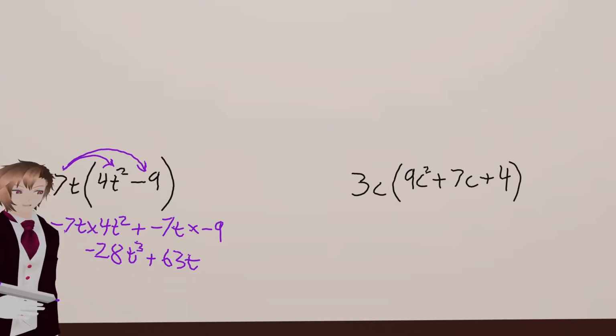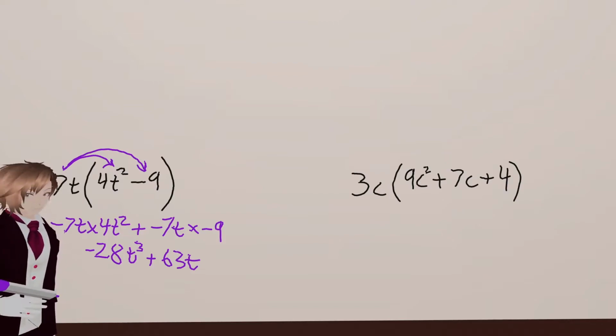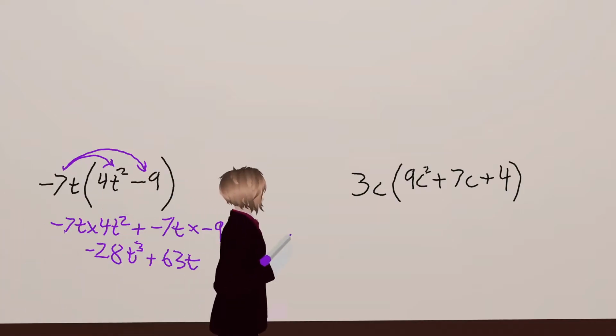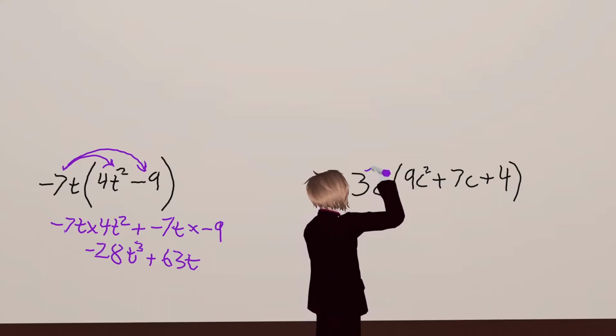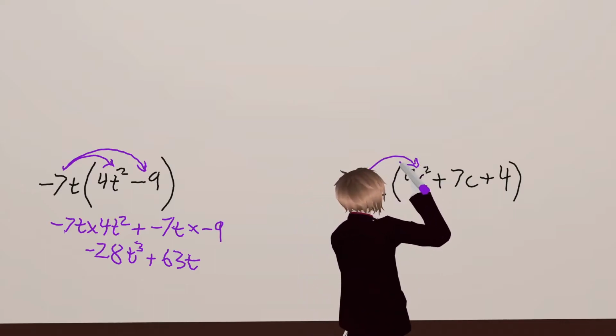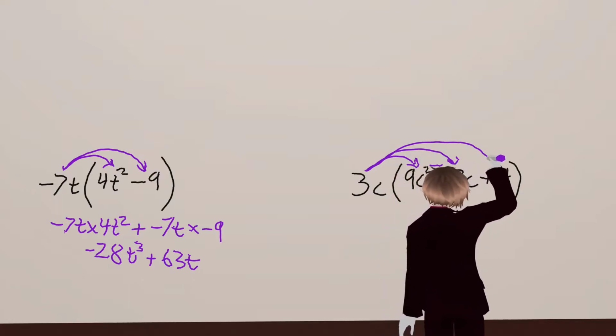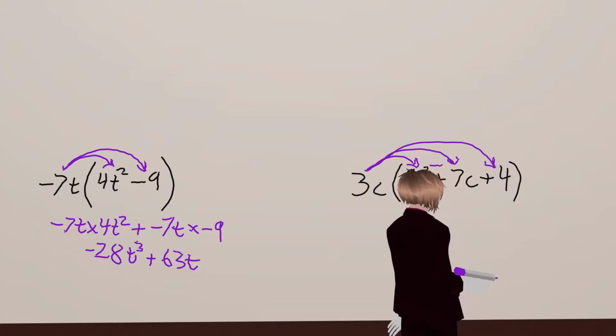This example over here has 3 things in the brackets, but we just do the same thing as we've done up here. We multiply this by this. We multiply this by this. And we multiply this by this.